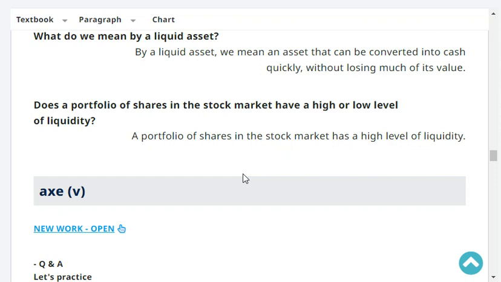High liquidity. A portfolio of shares in the stock market has a high level of liquidity.